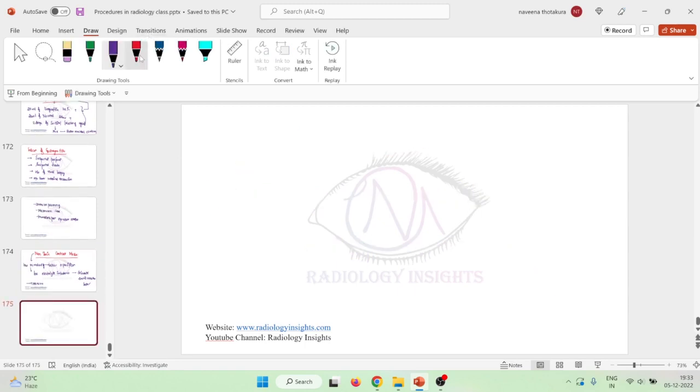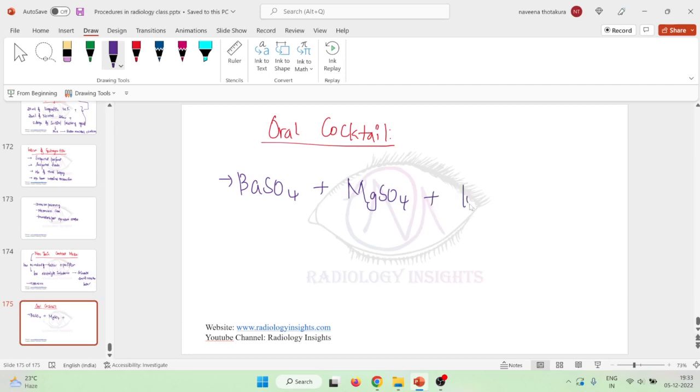Then the next type of contrast media is oral cocktail. What is this oral cocktail? Oral cocktail is a mixture of barium sulfate with magnesium sulfate, and if you add a low osmolar non-ionic contrast media to magnesium sulfate and barium sulfate, this results in oral cocktail.